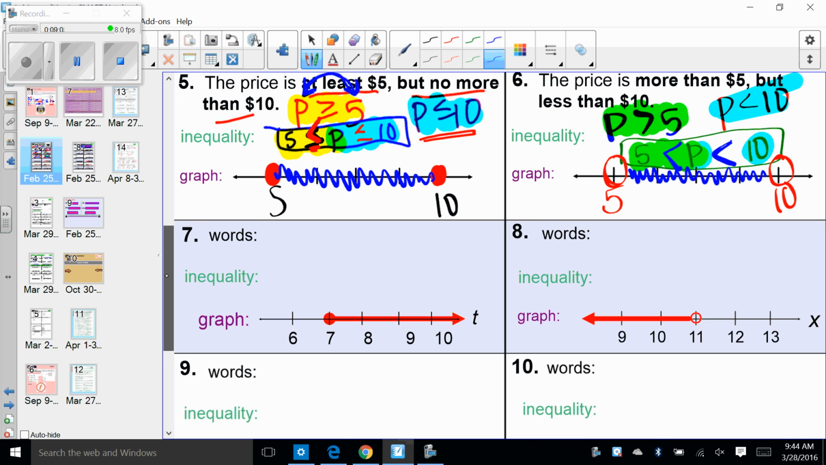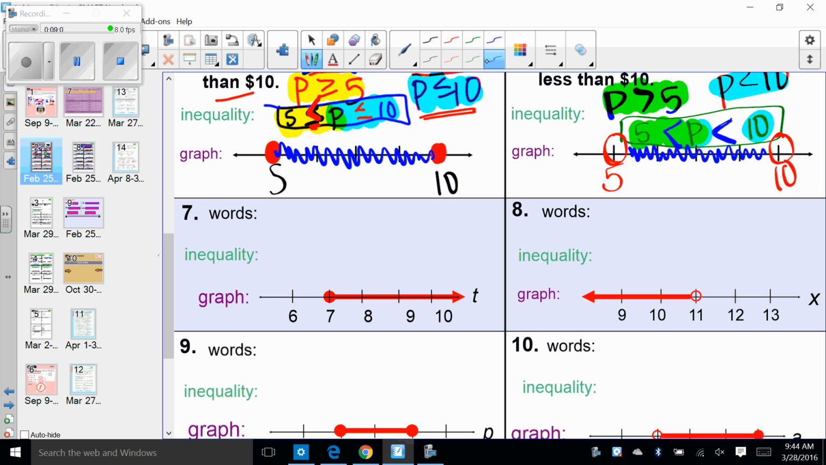All right, guys, moving on here. In example 7, we are given the graph this time. We're going to have to work backwards, work to the inequality, and work to the words. For the inequality, the variable here is t. It says right here that the variable is t.